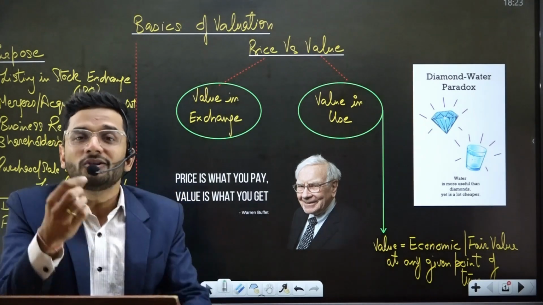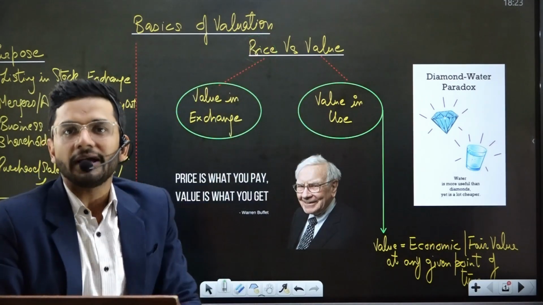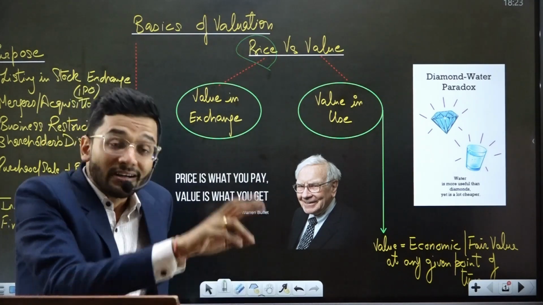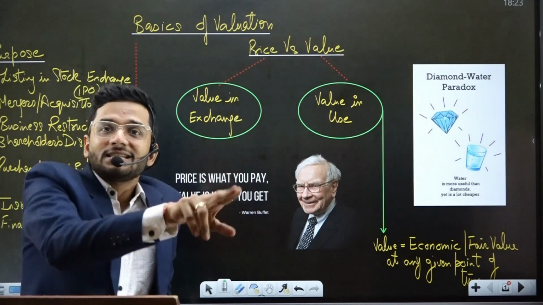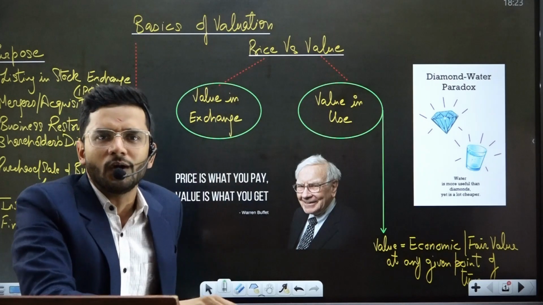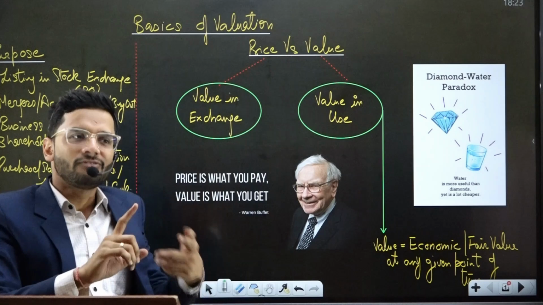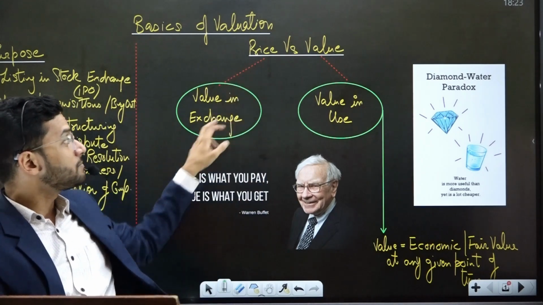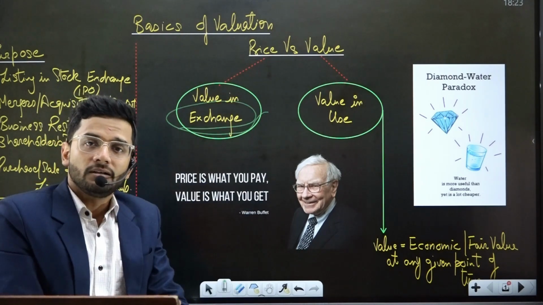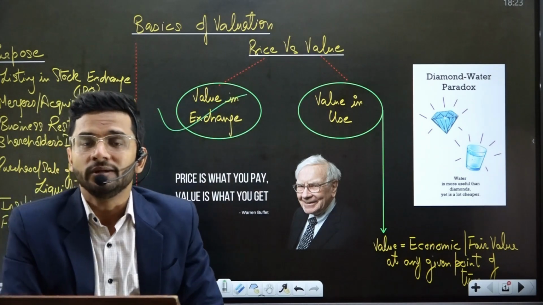What is the intersection point of demand and supply? That will determine the price of a particular asset, the price at which that asset is sold in the market. And that is the trade-off. Demand and supply will determine the price. Whether it's worth it or not, we are not bothered about that. Anything derived from the demand and supply intersection is known as price, and it is value in exchange. Exchange means that transaction, that dealing of buying and selling. Price is a determinant of value in exchange.